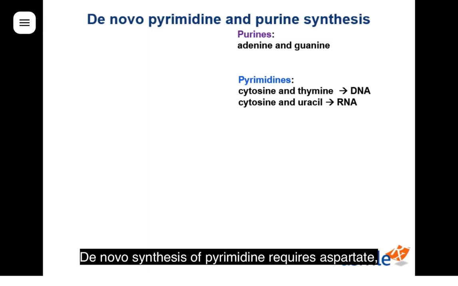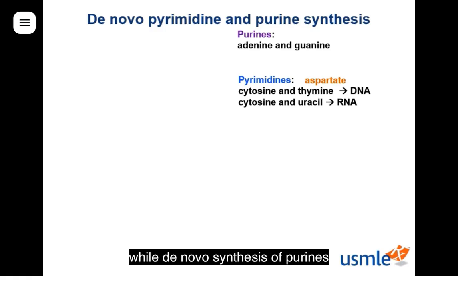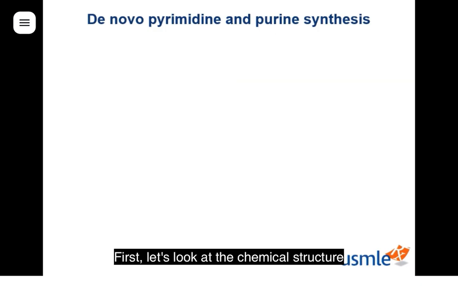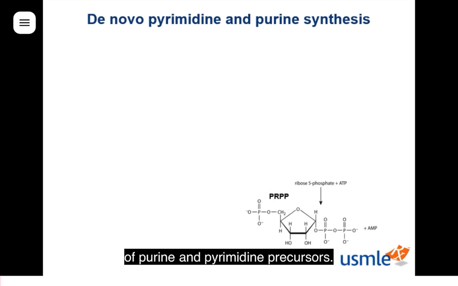De novo synthesis of pyrimidine requires aspartate, while de novo synthesis of purines require aspartate, glycine, glutamine, and THF. Purine-based production can also be synthesized from the purine salvage pathway. First, let's look at the chemical structure of purine and pyrimidine precursors. We'll start with PRPP, or phosphoribosyl pyrophosphate.